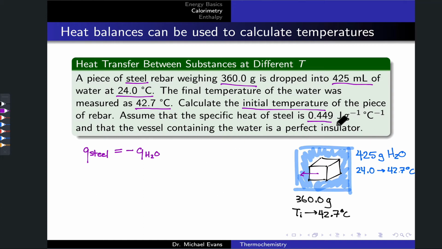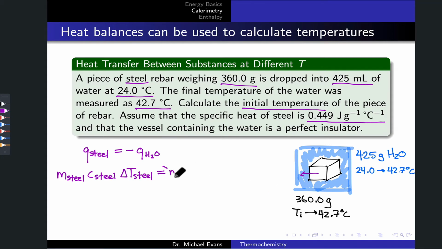So for example, we have the specific heat of the piece of steel, 0.449 joules per gram degrees C. So let's expand this left-hand side in terms of the specific heat of the steel. The mass of the steel times the specific heat of the steel times the temperature change for the steel is going to show up on the left-hand side. And on the right-hand side, we've got the mass of water. We've got its overall temperature change, and we know the specific heat of water. So we can go ahead and write that out.